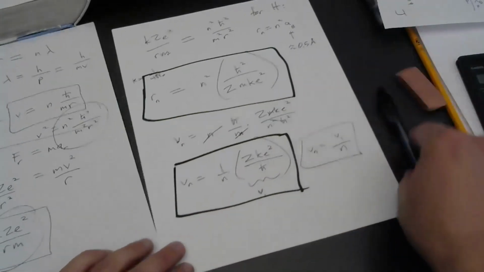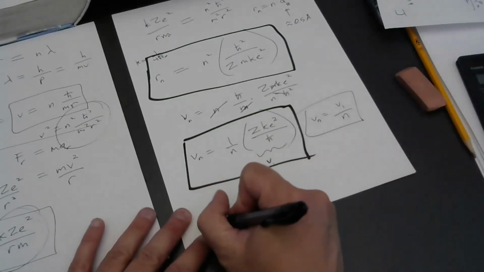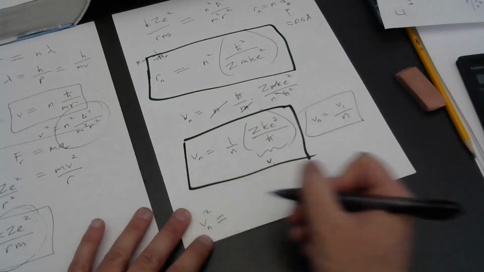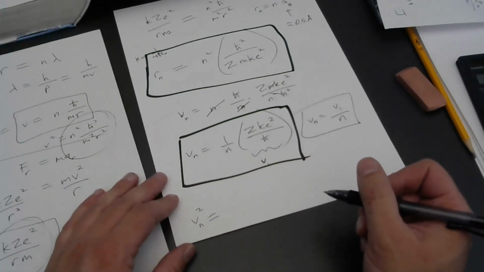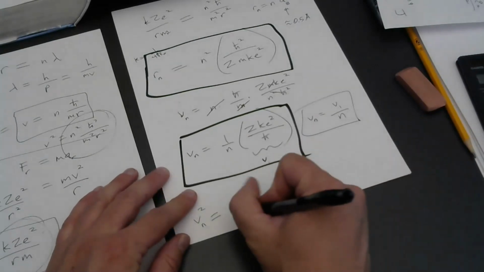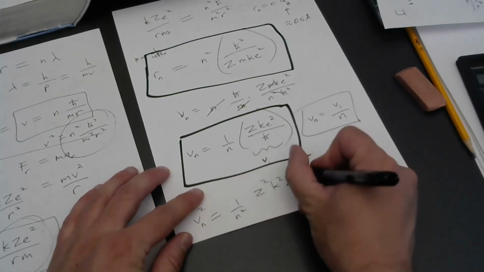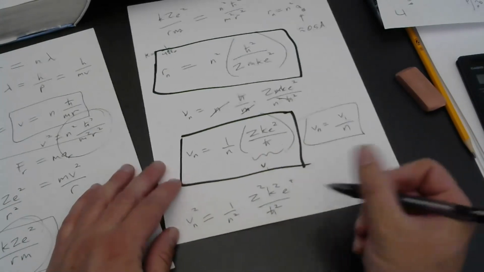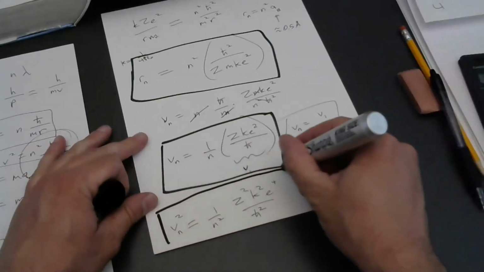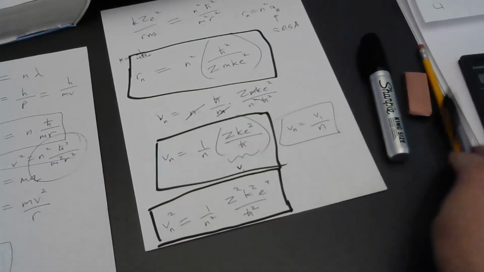And let's go one step further. Let's find the square of the nth speed, because when we go to calculate the energy, we need the kinetic energy. That involves v squared. So this is 1 over n squared, Z squared, k squared, e to the 4th over h bar squared. I'm putting boxes around these to make it easier to locate them in a minute when we have to calculate the energy.